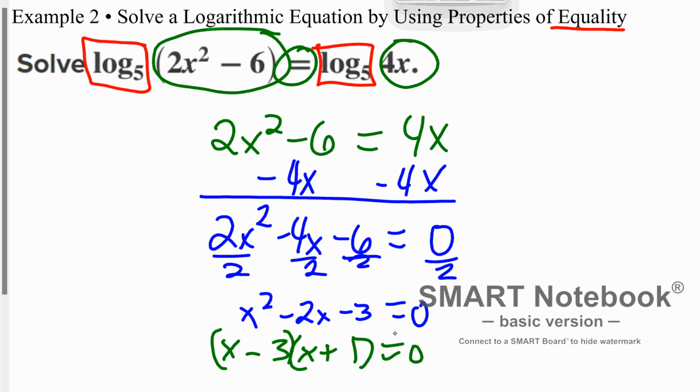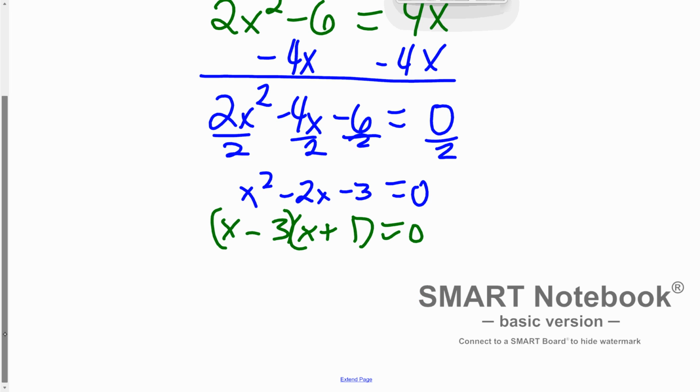And then I can just take the opposite of those, or set those equal to 0 and solve for x. So x equals 3 because 3 minus 3 would be 0. And then negative 1 because negative 1 plus 1 is 0. 0 times anything is 0. So those are my two answers.